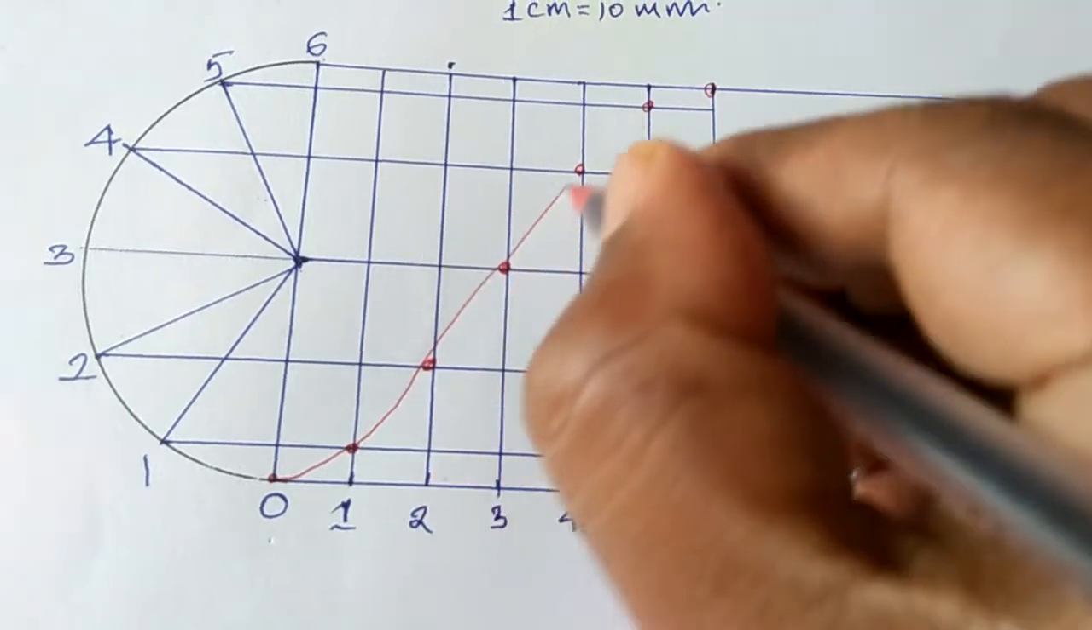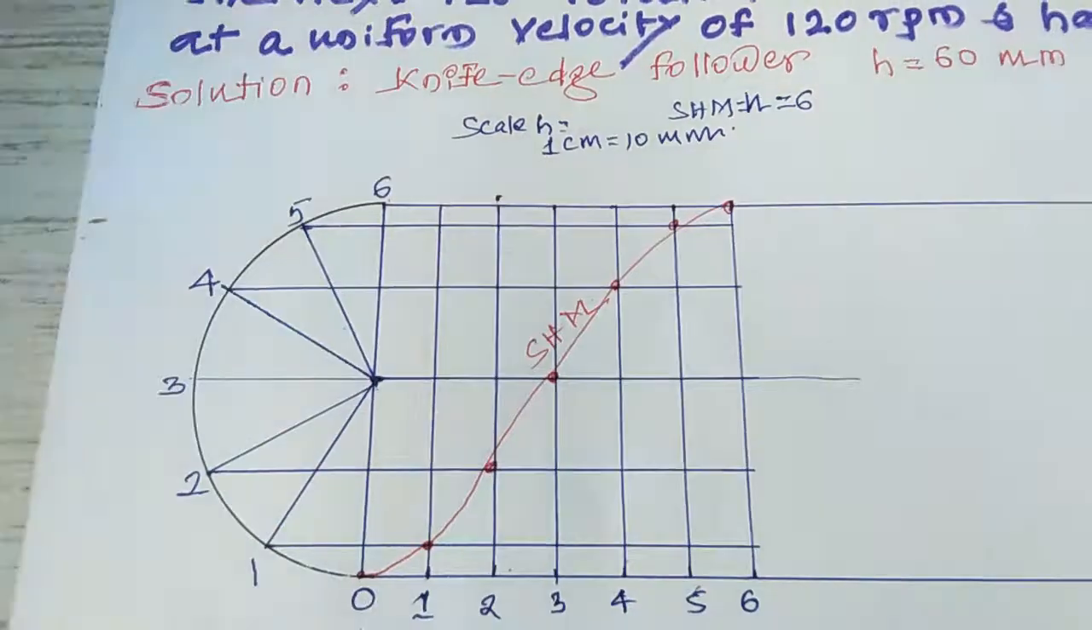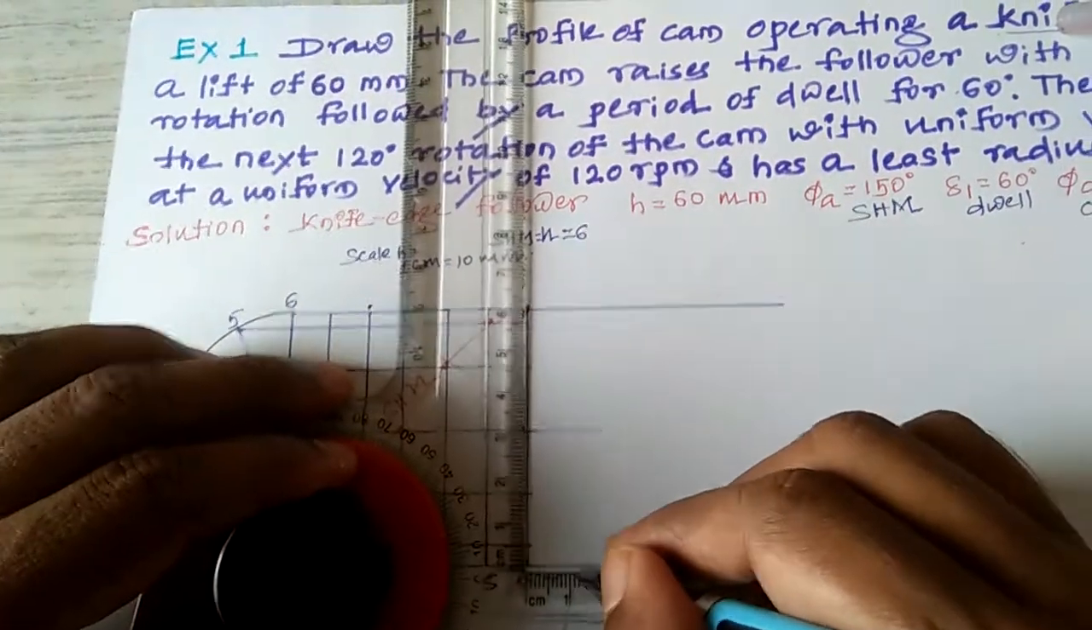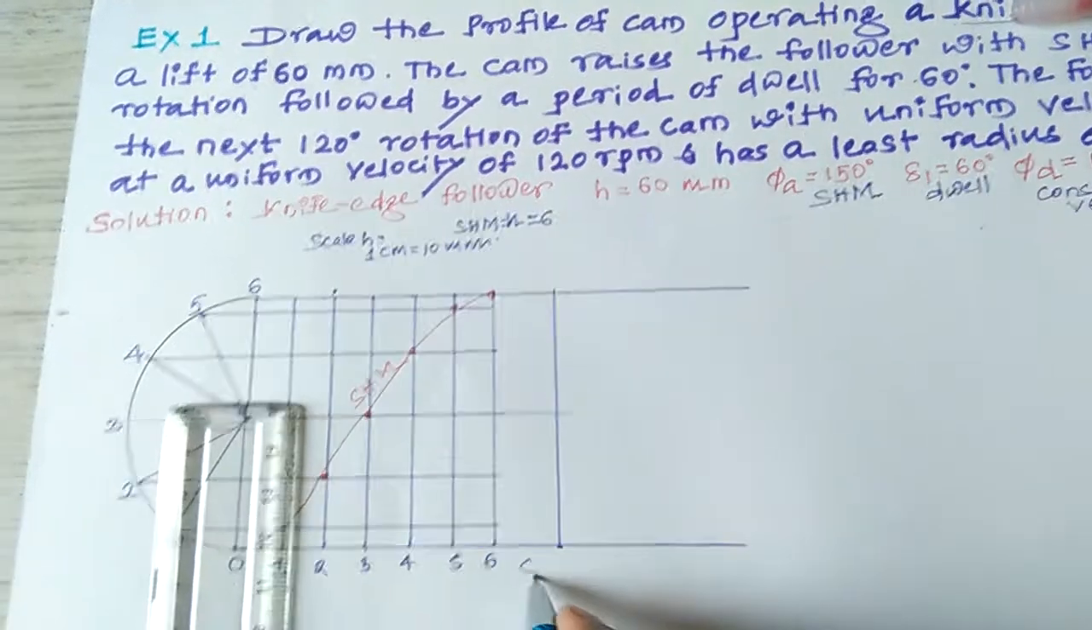This is nothing but an SHM curve. Then it is followed by the dwell period. They have given the dwell period as 60. I'll take this dwell period as delta 1.